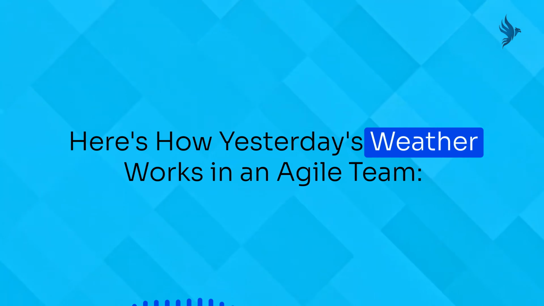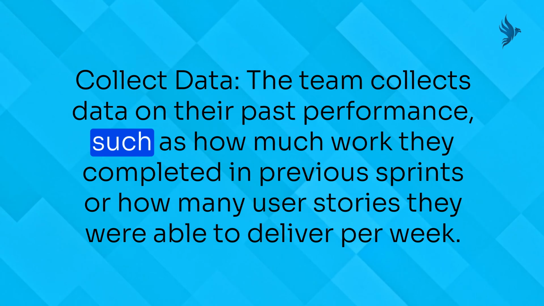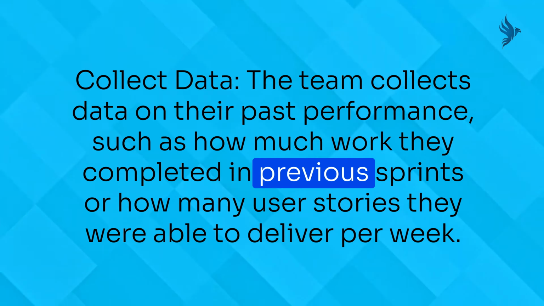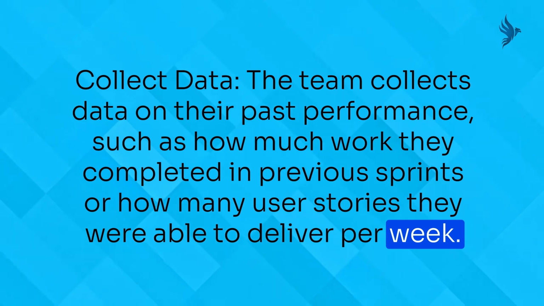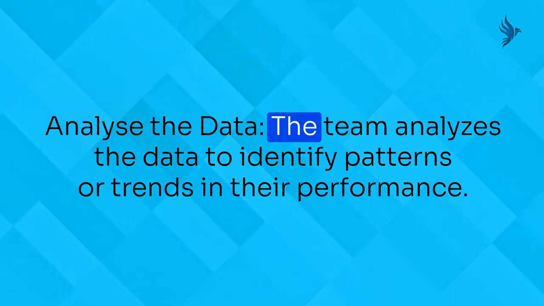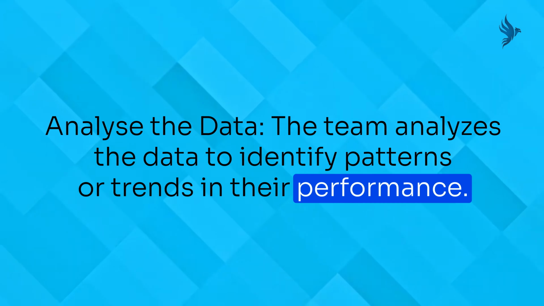Here's how yesterday's weather works in an agile team. 1. Collect data. The team collects data on their past performance, such as how much work they completed in previous sprints or how many user stories they were able to deliver per week. 2. Analyze the data. The team analyzes the data to identify patterns or trends in their performance.